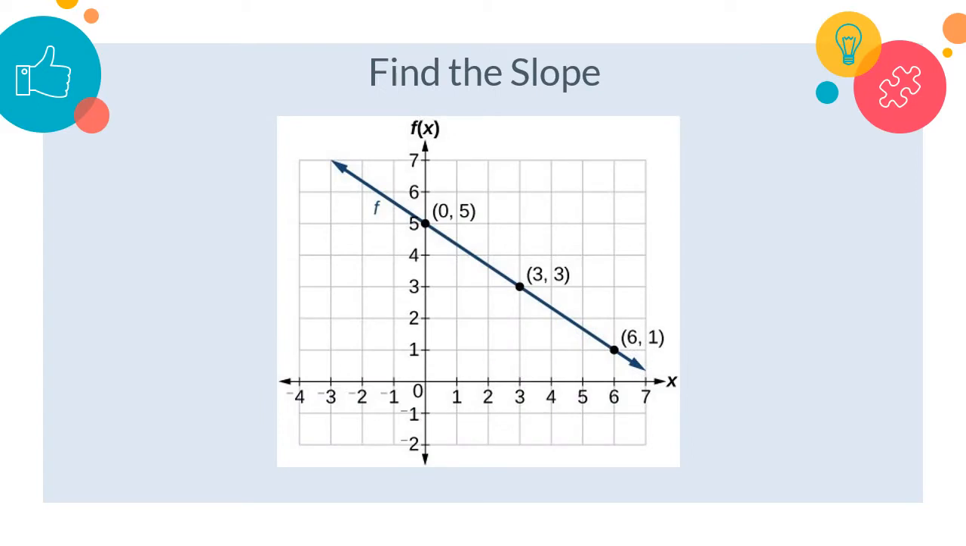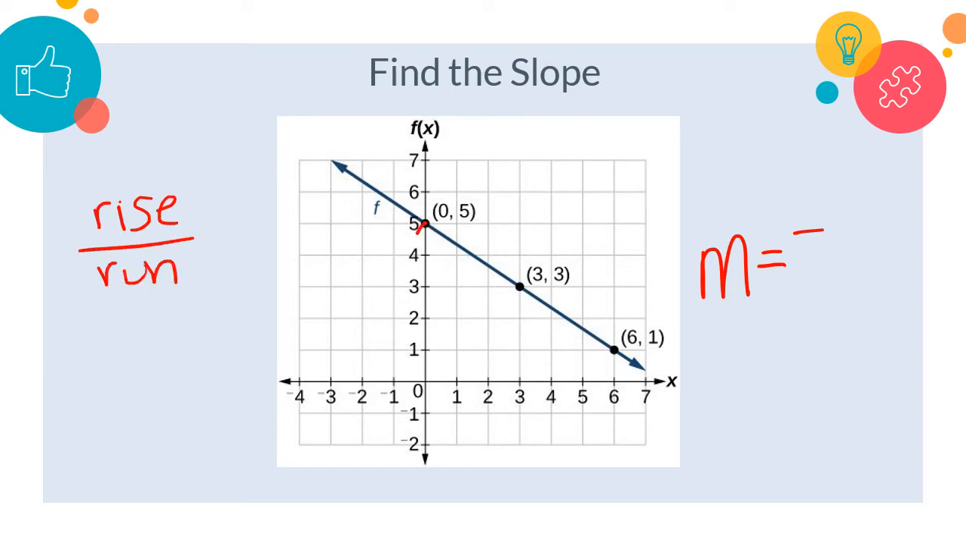Alright, so let's take a look at this graph. The first thing you want to do is always label. M stands for slope, so M equals. Now I'm looking for the change. First of all, I see that this line is decreasing as I read left to right, so it's going to be a negative slope. We always think of slope as rise over run.